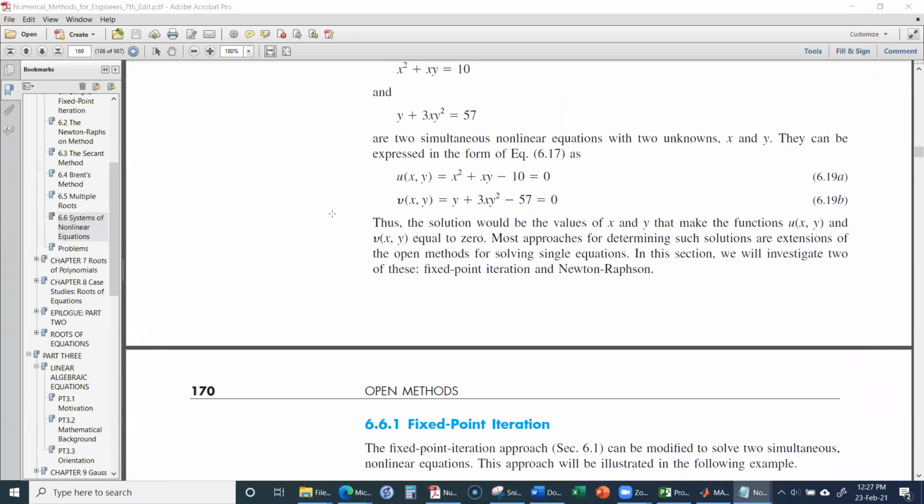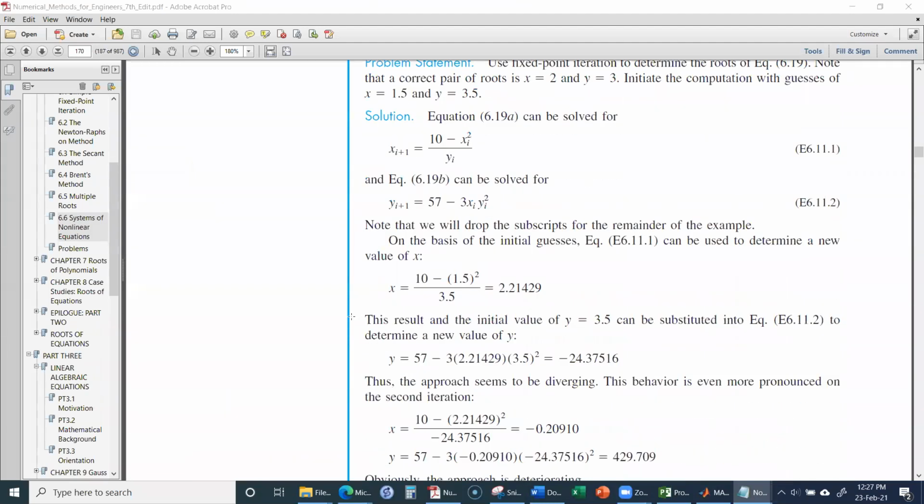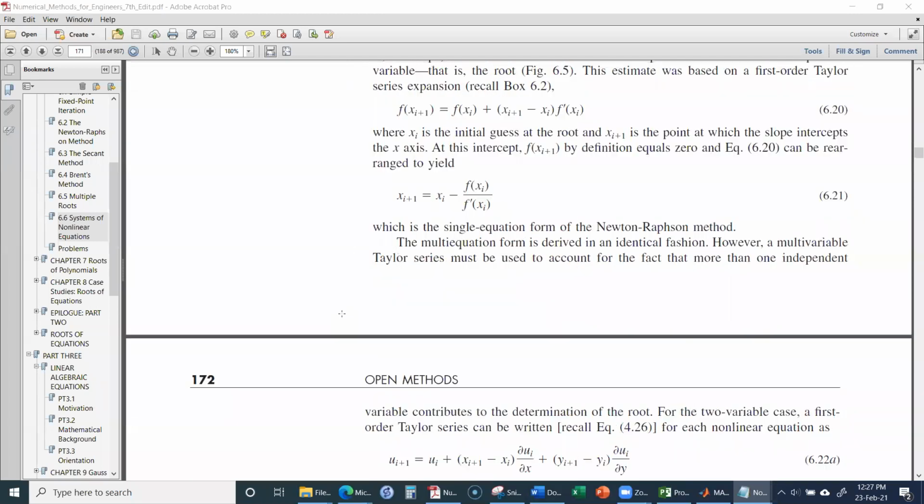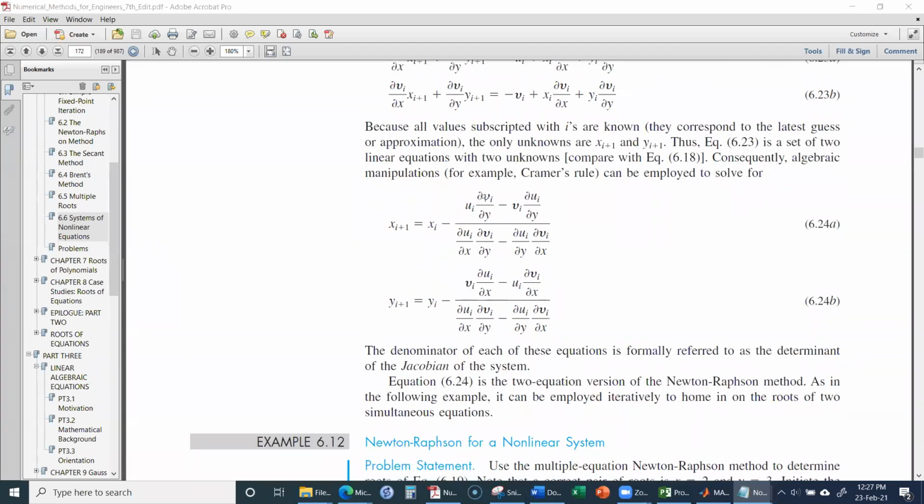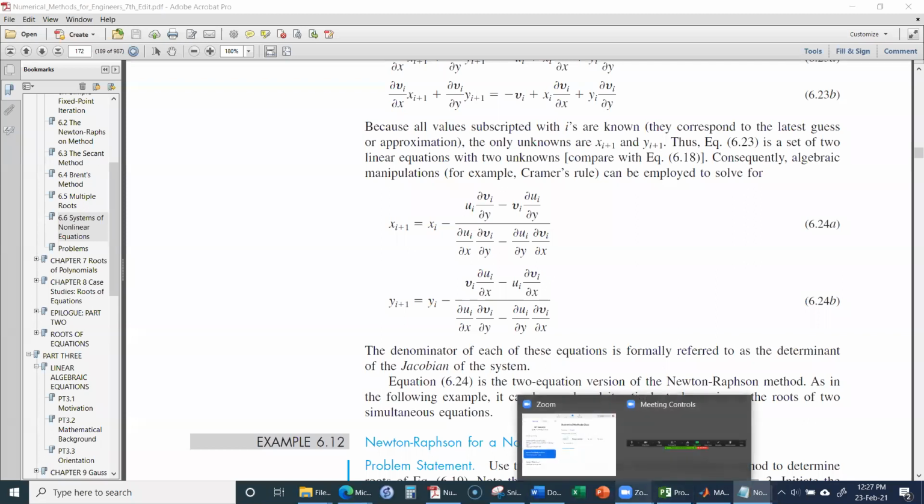So we have to define the u and v functions. And from these u and v functions, we have to take the partial derivatives. For example, partial derivative of u with respect to x, u with respect to y, and then the partial derivative of v with respect to x, v with respect to y. And then we'll input it, and then we can write the script as well.